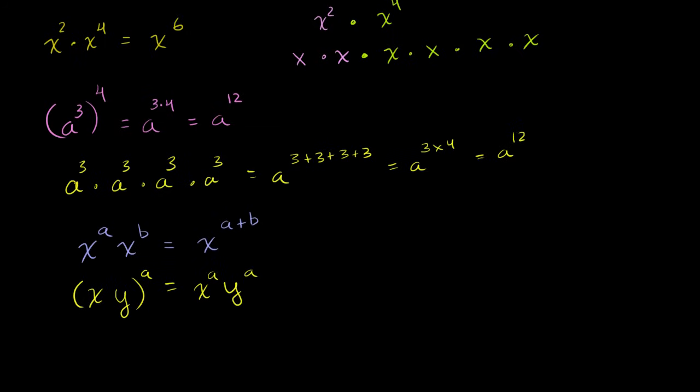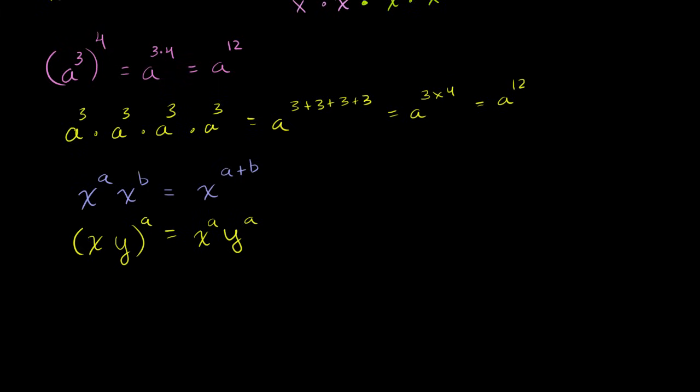And then the last property, which we just stumbled upon, is if you have x to the a, and then you raise that to the bth power, that's equal to x to the a times b. And we saw that right there. A to the third, and then raise that to the 4th power, is the same thing as a to the 3 times 4, or a to the 12th power.